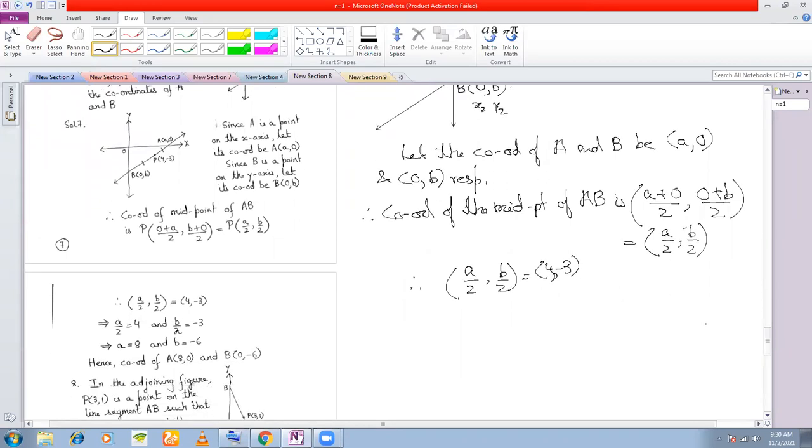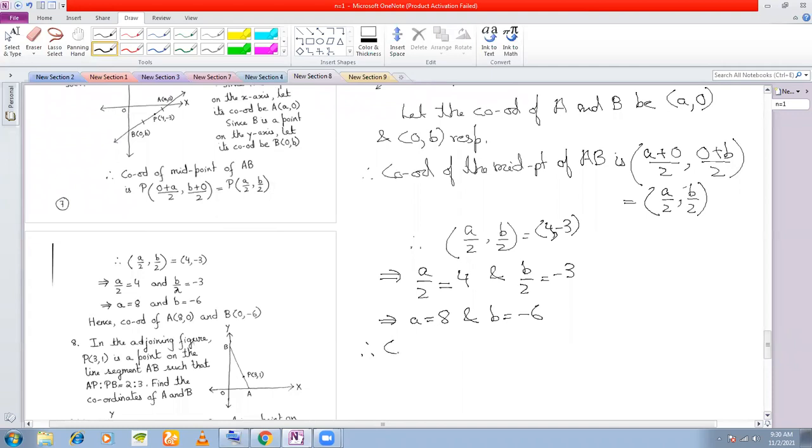Now you can equate the x coordinates and the y coordinates separately to get the values of a and b. So a by 2 must be equal to 4 and b by 2 must be equal to minus 3. That means a must be equal to 8 and b must be equal to minus 6. We have got the values of a and b.